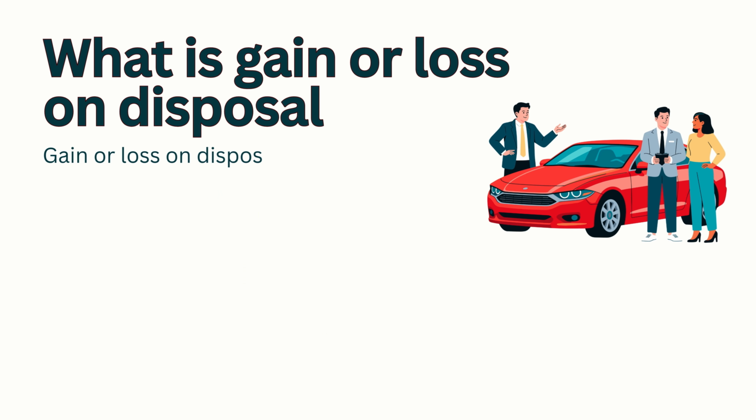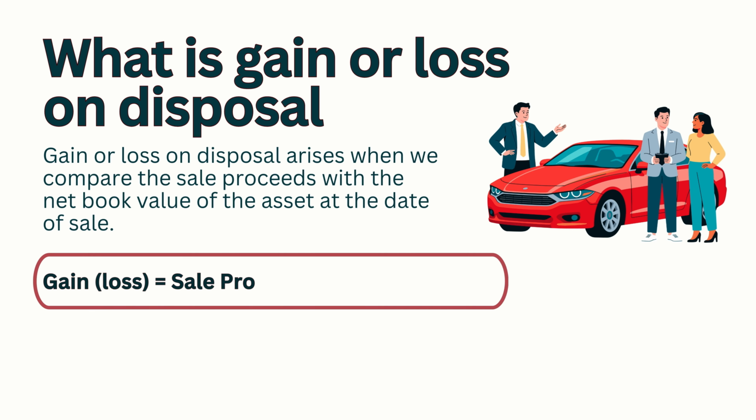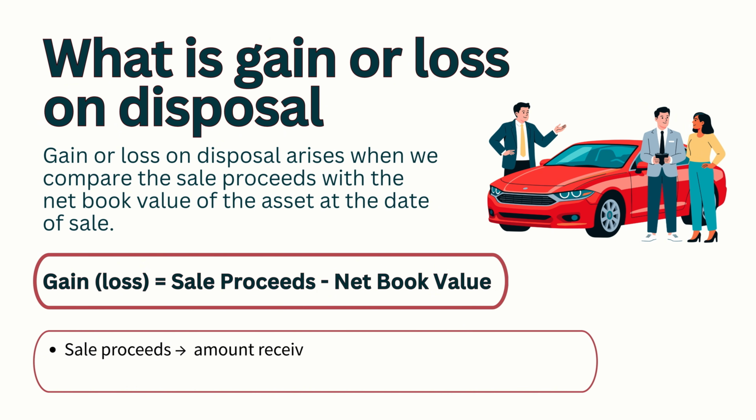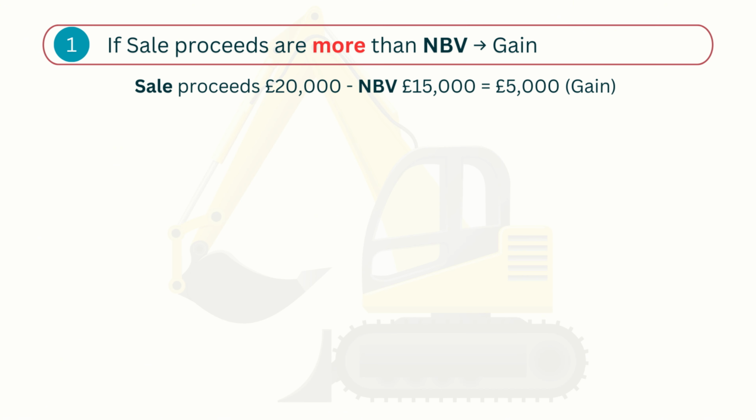Gain or loss on disposal arises when we compare the sale proceeds with the net book value of the asset at the date of sale. Gain or loss on disposal equals sale proceeds minus net book value. Sale proceeds are the cash or amount received from selling an asset. Net book value is the cost of the asset minus accumulated depreciation. We do not compare the selling price with the original cost. We always compare the selling price with the net book value because accumulated depreciation has already reduced the value of the asset over time.